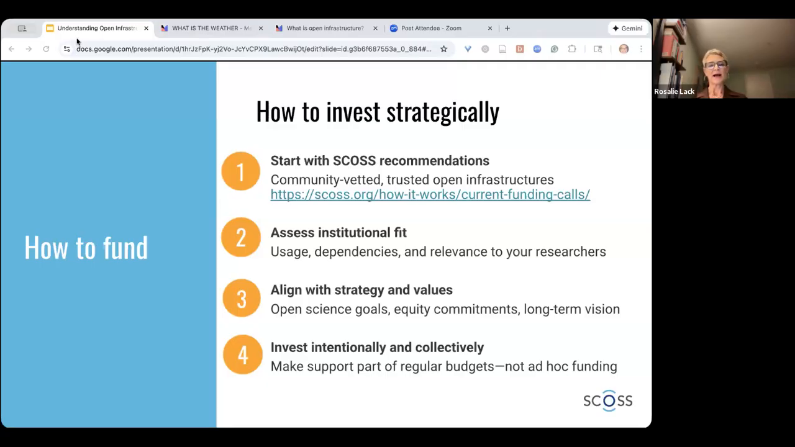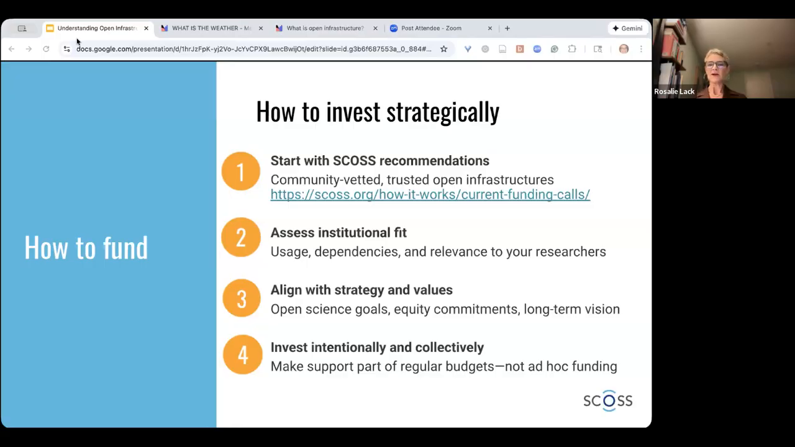One way to think about how you could invest strategically is to start with the SCOSS recommendation. These are community vetted, trusted open infrastructures. So you take a look at these infrastructures and assess how they might fit with your institution, what's relevant for your researchers, for you as a researcher, and then align them with your strategies and values and select the infrastructures that best fit your values and your needs, knowing that any of the ones that are SCOSS recommended have already been vetted.